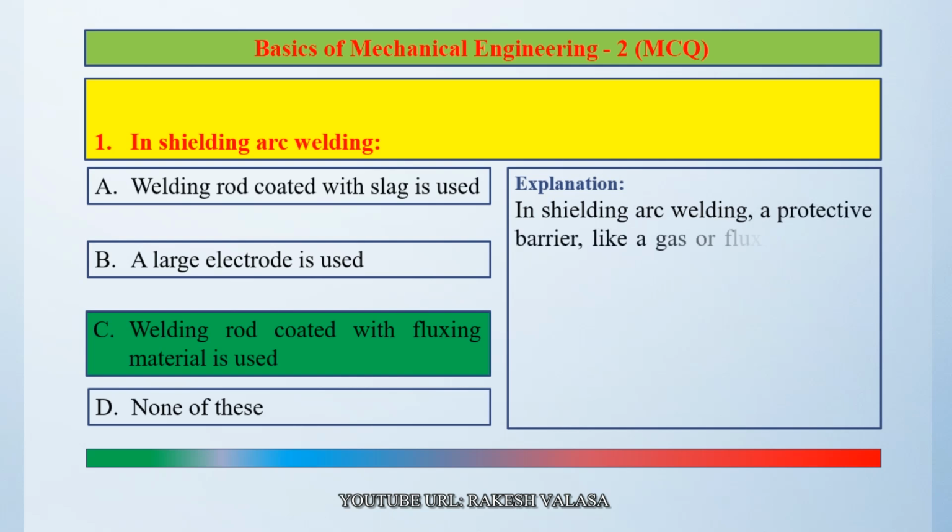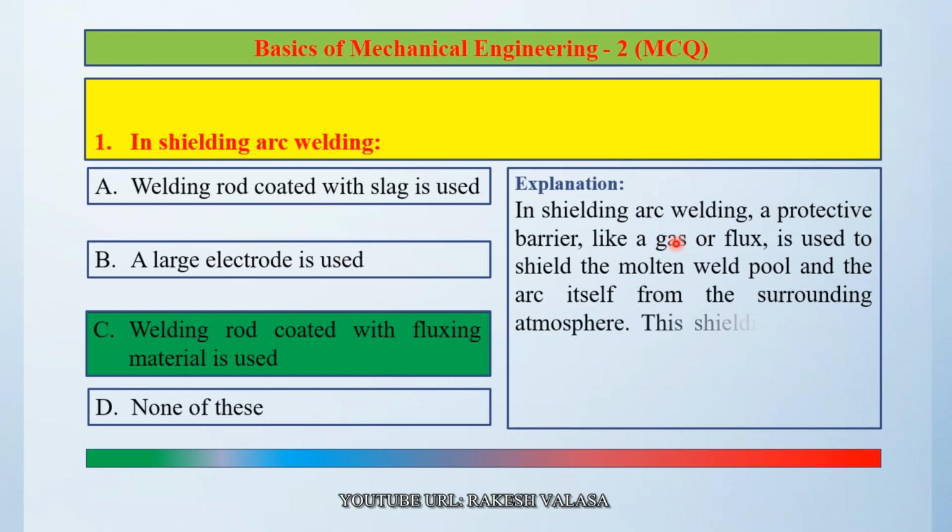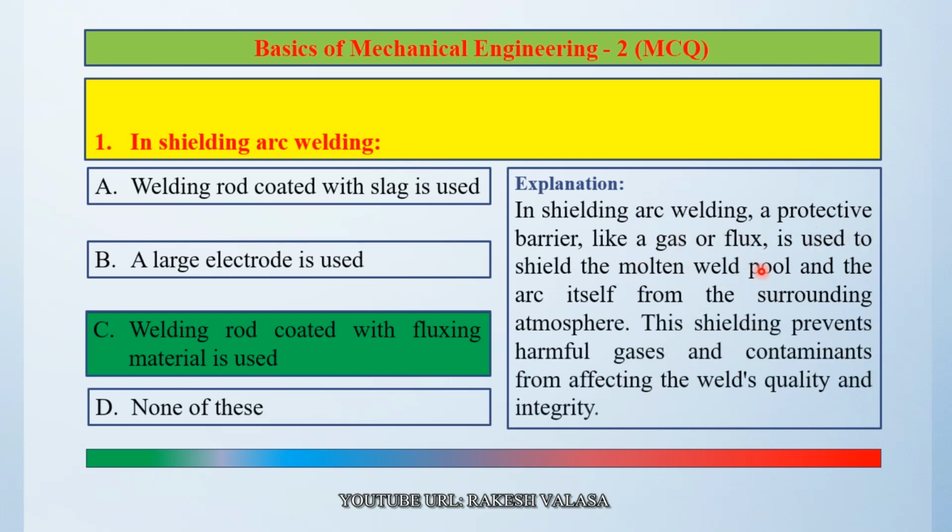In shielding arc welding, a protective barrier like a gas or flux is used to shield the molten weld pool and the arc itself from the surrounding atmosphere. This shielding prevents harmful gases and contaminants from affecting the weld's quality and integrity. So the correct answer is option C. Welding rod coated with fluxing material is used.